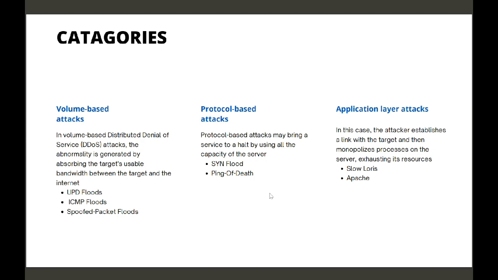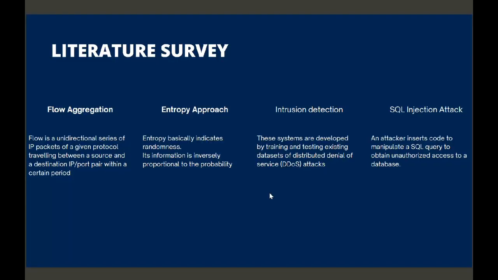Then we have application layer attacks. In this case, the attacker establishes a link with the target and then monopolizes processes on the server, exhausting its resources. Example, slow loaders. Then we did a literature survey on the identification of DDoS attack.